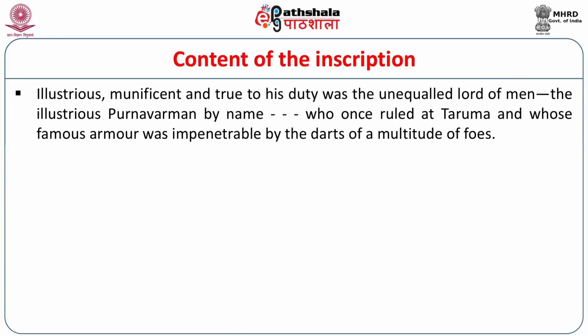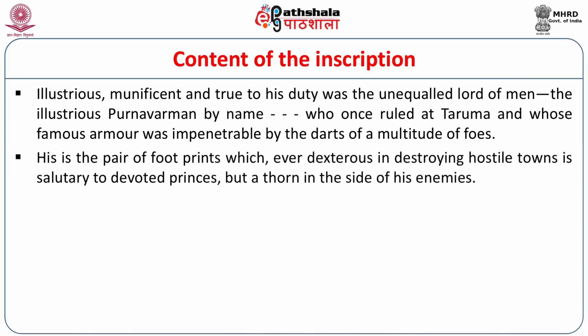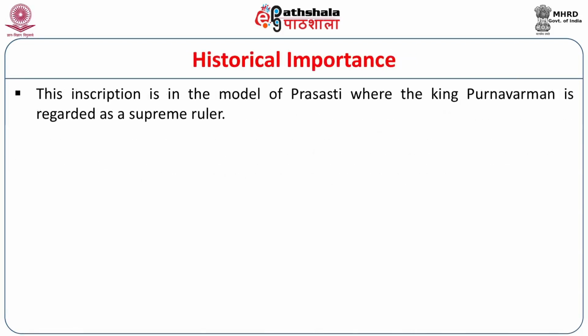The content of the inscription is: illustrious, the munificent and true to his duty, was the unequalled lord of men, the illustrious Purnavarman by name. It is broken in some parts. He once ruled at Taruma and his famous armor was impenetrable by the darts of a multitude of foes. His is the pair of footprints which was ever dexterous in destroying hostile towns, is salutary to devoted princes, but a thorn in the side of his enemies. Thus, this whole inscription suggests that Purnavarman was regarded as a supreme ruler.